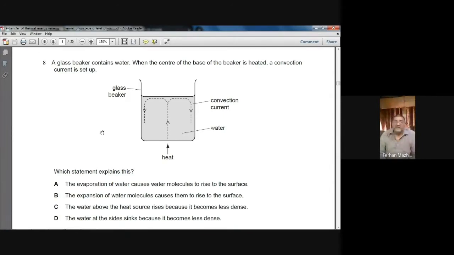C option is, the water above the heat source rises because it becomes less dense. Yes, this is the option. The water above the heat source rises because it becomes less dense. That is the answer. D, the water at the side sinks because it becomes dense. That's wrong. So the correct option is C. C is the right option.